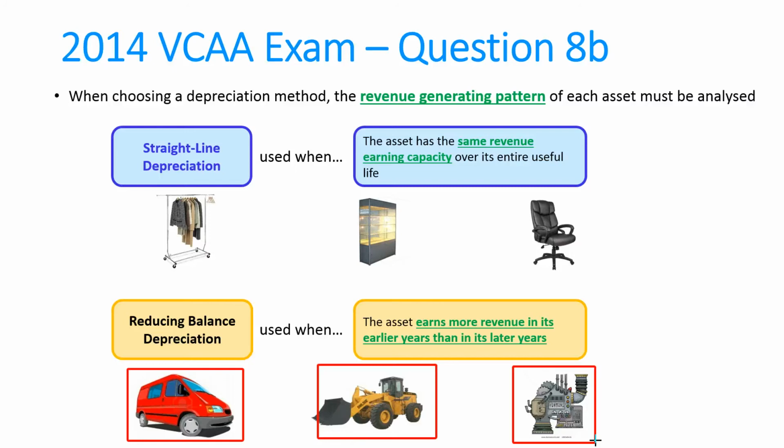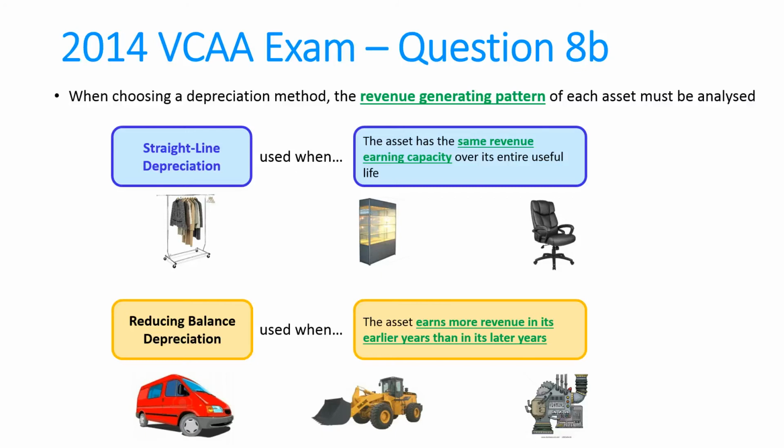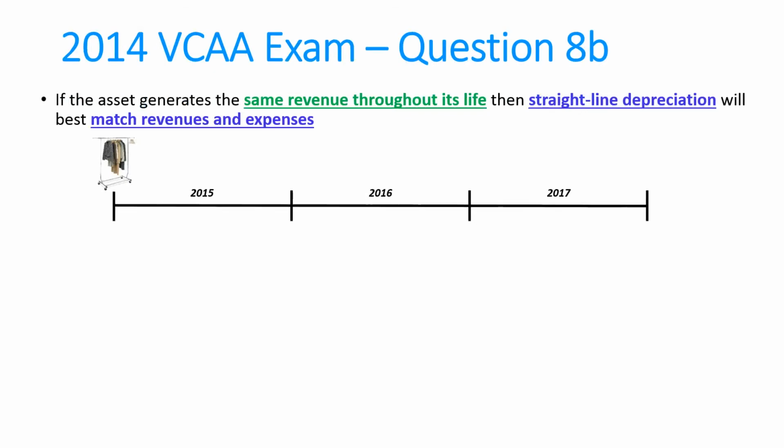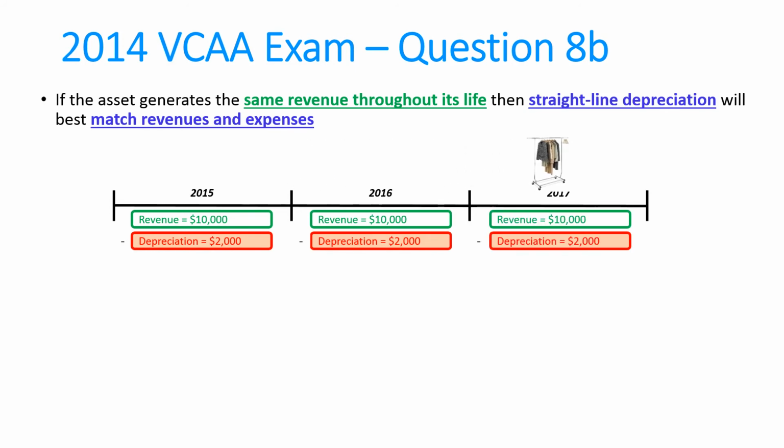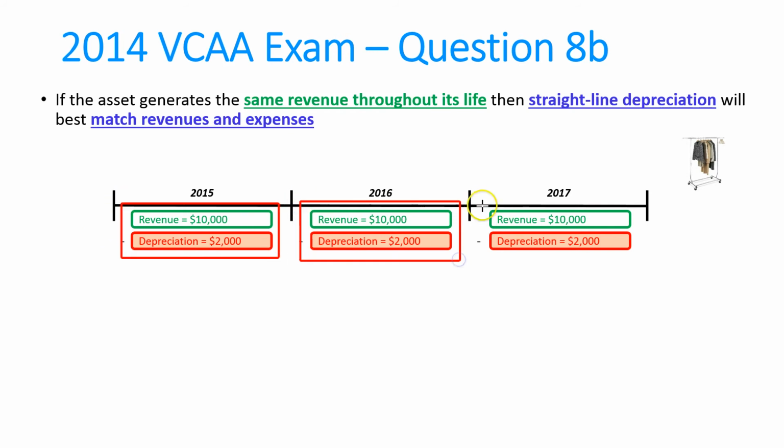So when you've got an asset like that, you're going to use reducing balance depreciation. And that is what they've done in this question. So all you've been asked to do is justify it. And the justification is, well, let's go back to the shop fittings. If we expect that to generate the same amount of revenue every year, what we'd expect is that we should charge or match the exact same amount of depreciation every year. So revenue and depreciation was the same in year 1, year 2, and year 3.